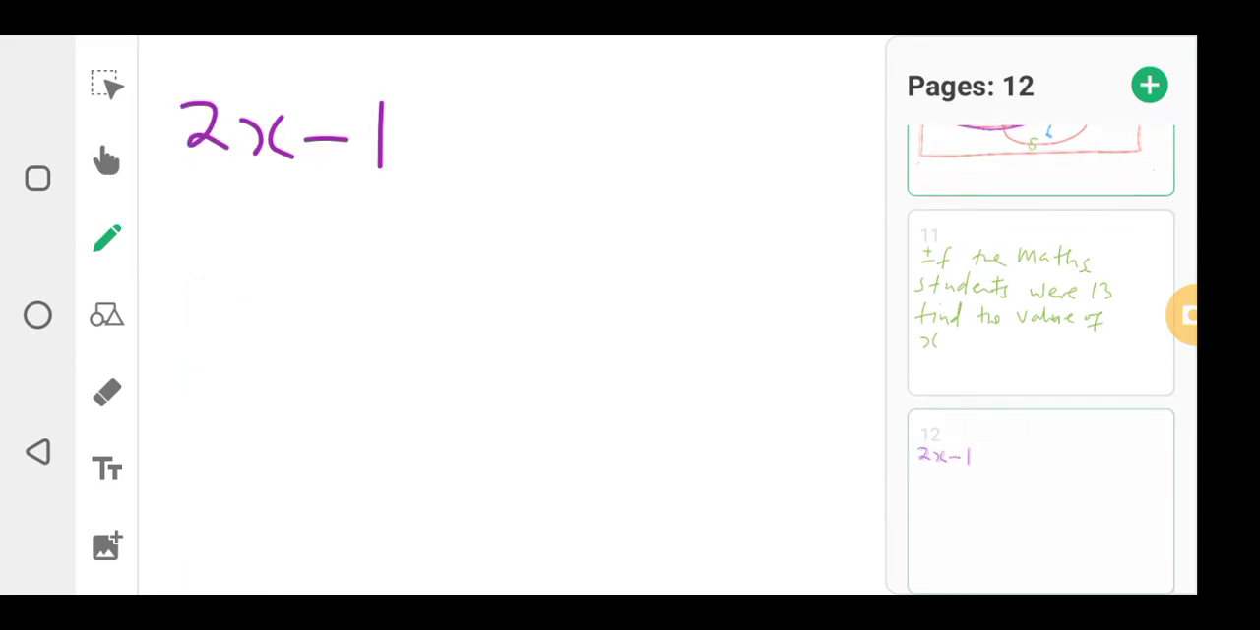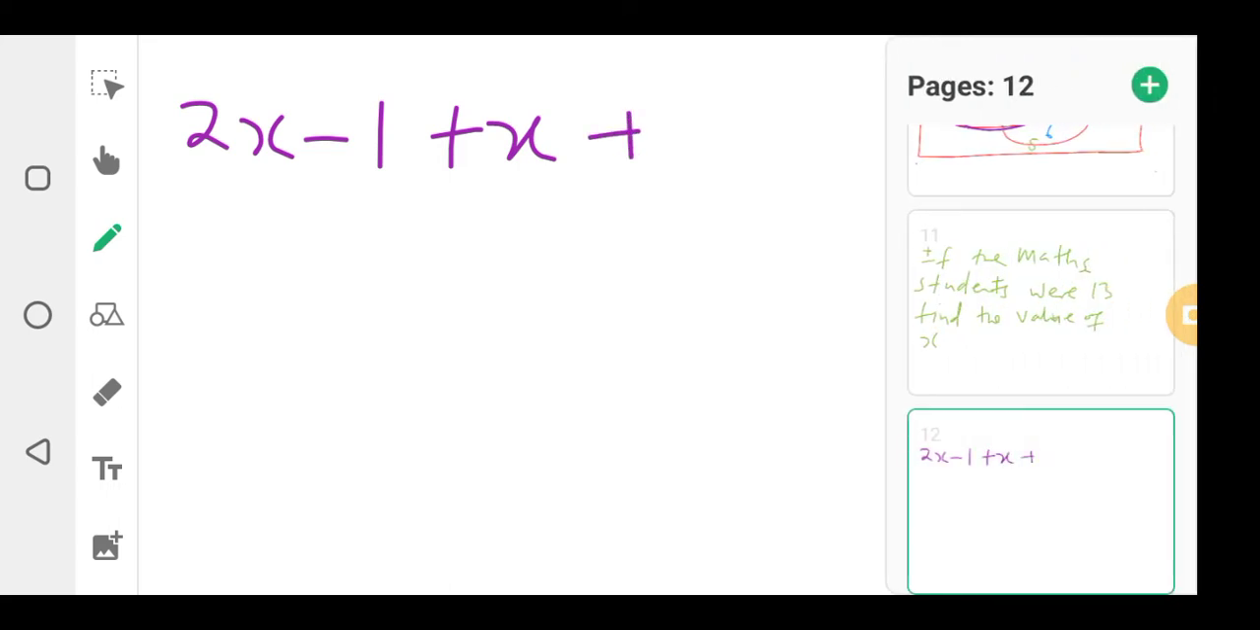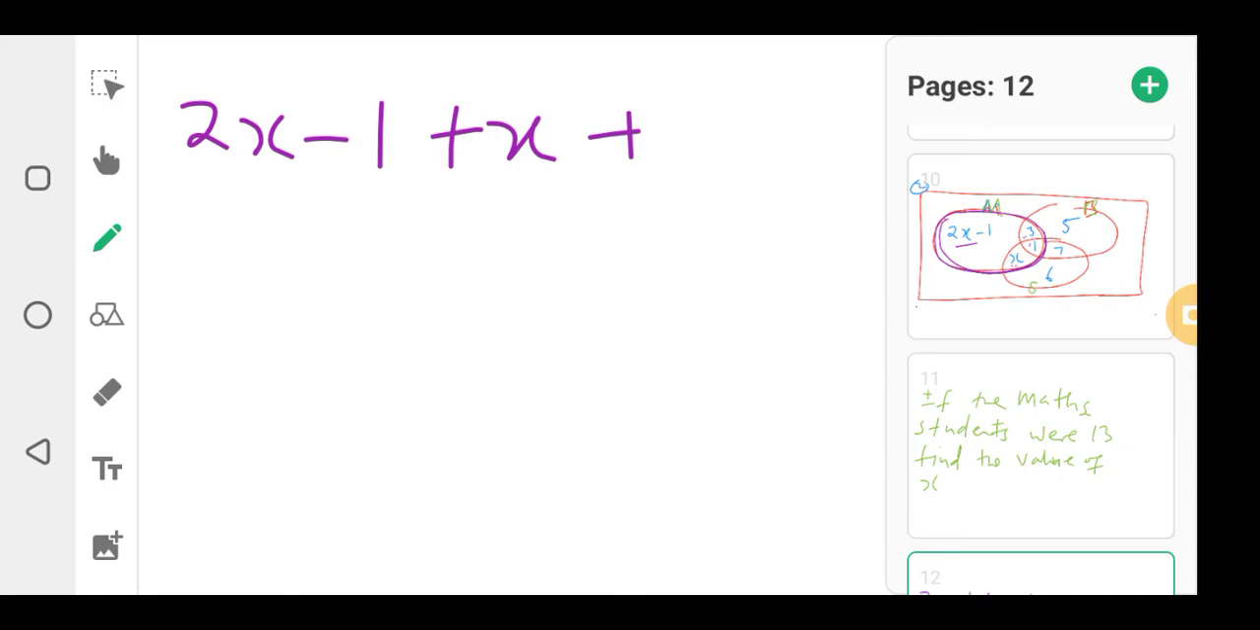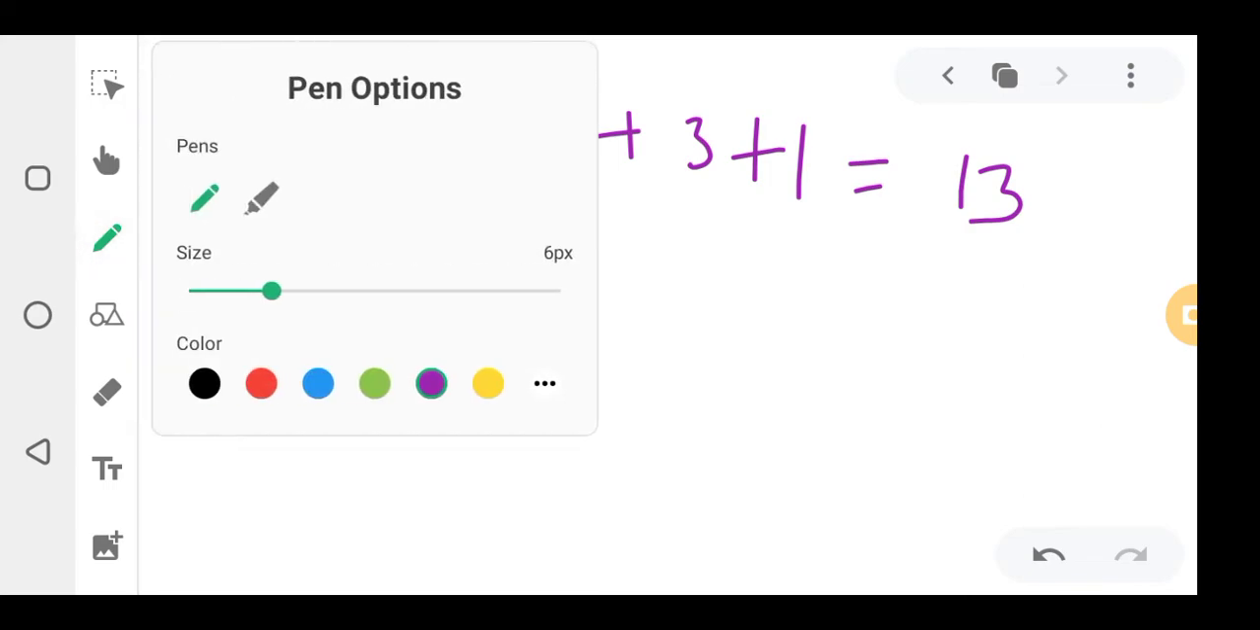So it will be, I'll put plus x there, so that I start with the letters. And then plus 3 plus 1. Or plus 3 plus 1. It doesn't matter whether plus 1 plus 3. They should be equal to what? 13. They said that 13 took mathematics, because they're trying to find the value of x.